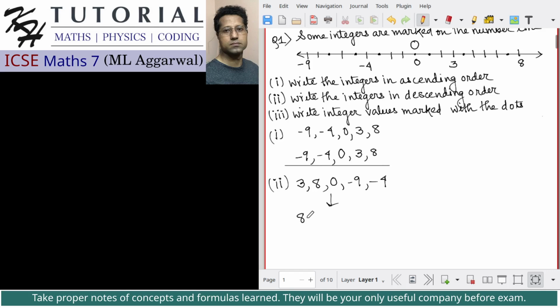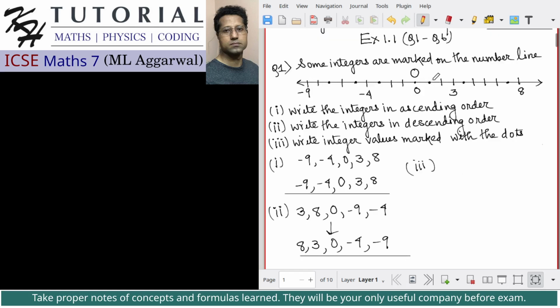So clearly it will be 8, 3, and we have 0. Similarly, we will arrange the negative numbers from larger to smaller values. We know that minus 4 is larger than minus 9, so it will be minus 4 and minus 9. So these are the integers in descending order. Okay, part 3 says to write the integer values marked with the dots.